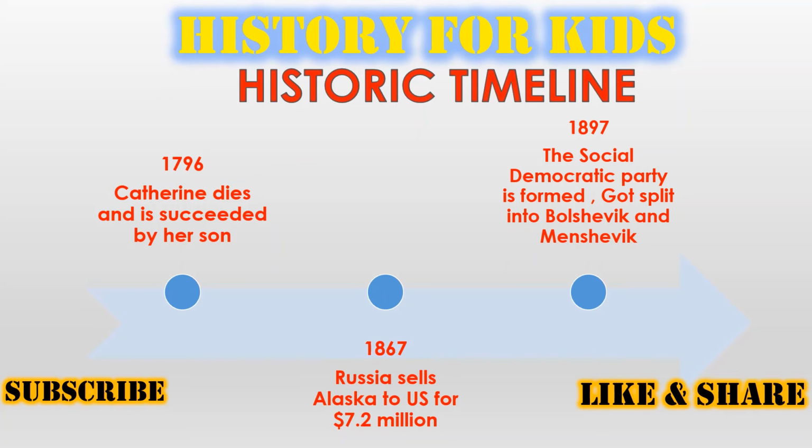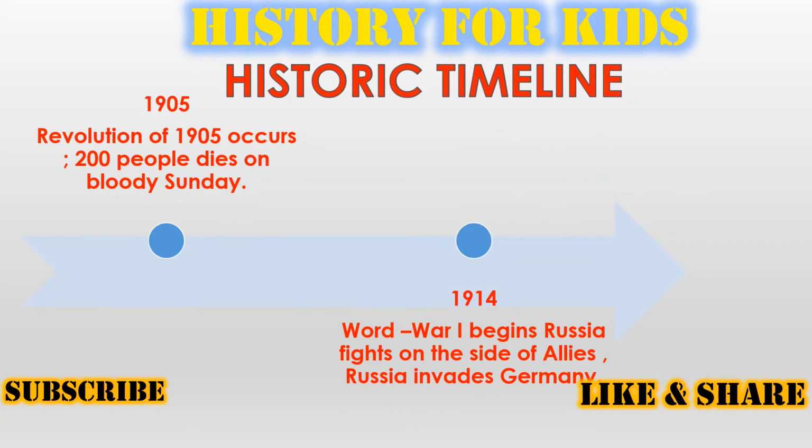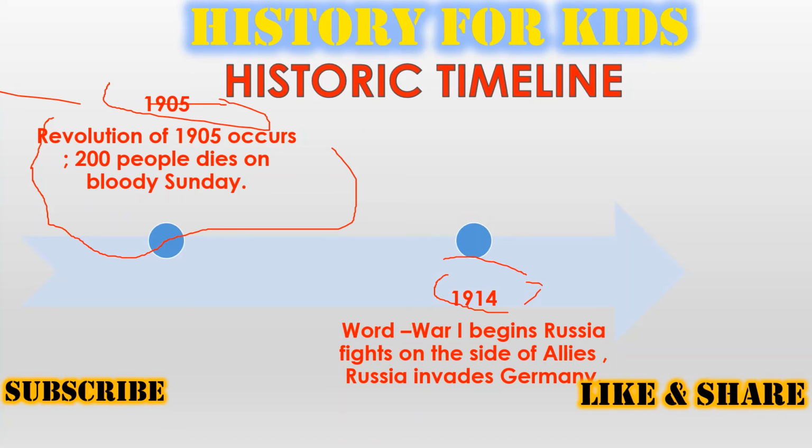Friends, let's move to the next. History for kids. Today I'm going to cover the historical timeline of Russia. In 1905, the revolution, also called the August Revolution. 200 people die on Bloody Sunday, and it's called Bloody Sunday. And in 1914, World War One begins. Russia fights on the side of the Allies. Russia invades Germany.